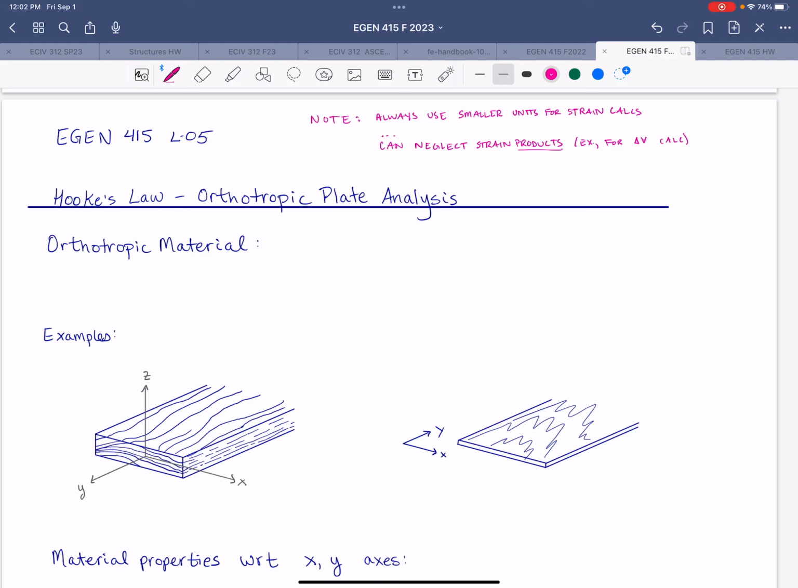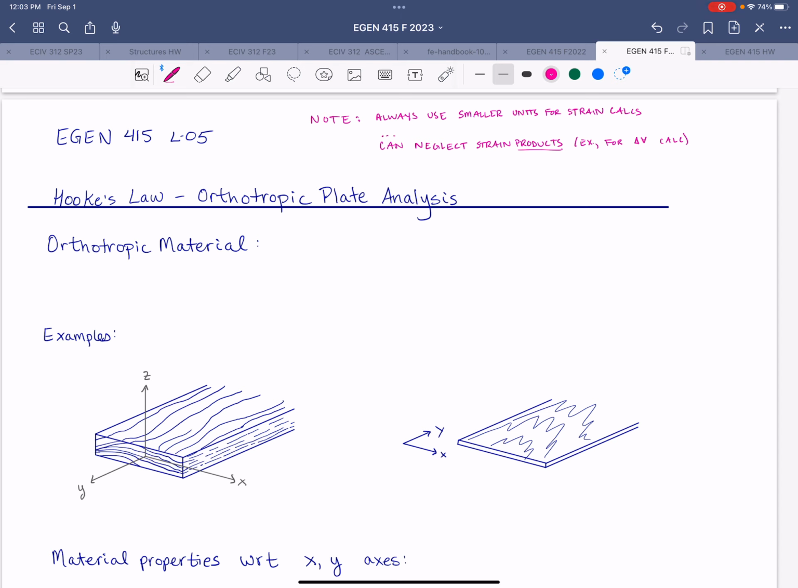Calculations with strain, I always recommend using smaller units with that. Otherwise, things can get kind of weird, or you lose meaning in some of the calculations due to rounding because the strain values are typically very, very small. So I always recommend when calculating strains using smaller units, and that goes for deflections and deformations as well. So just keep that in mind.